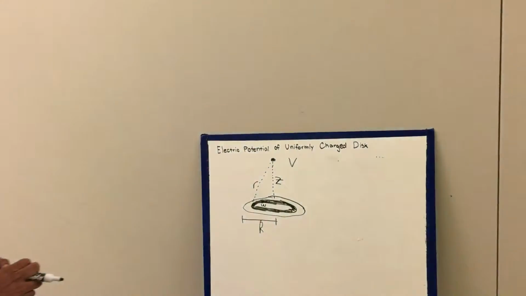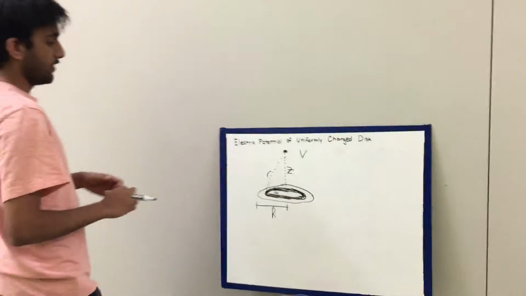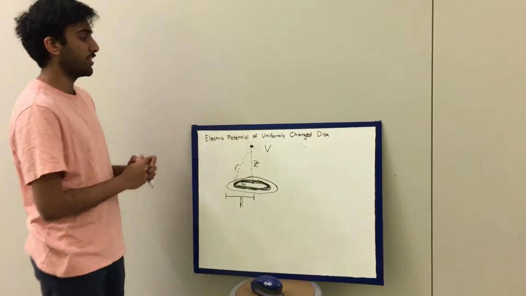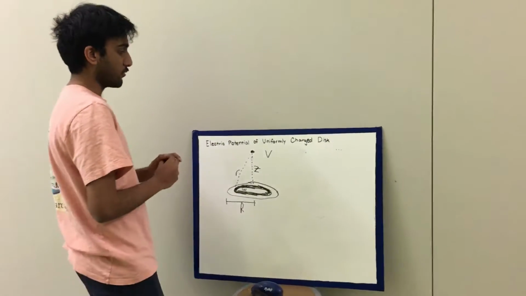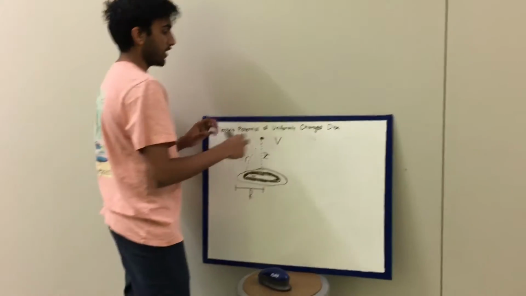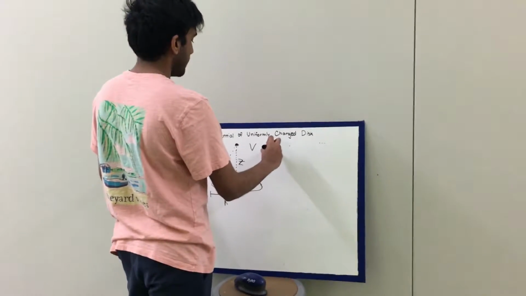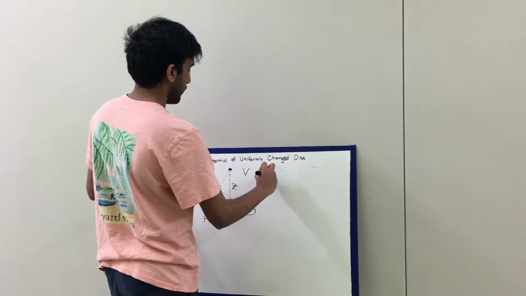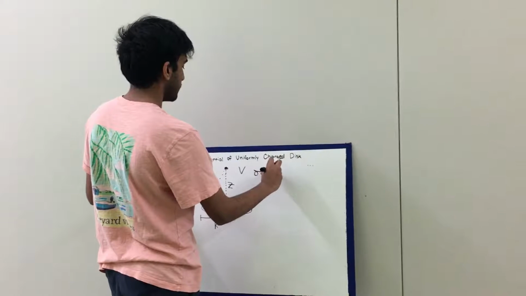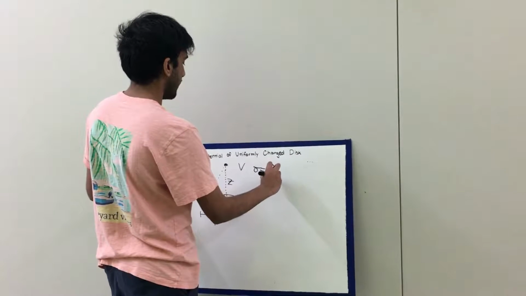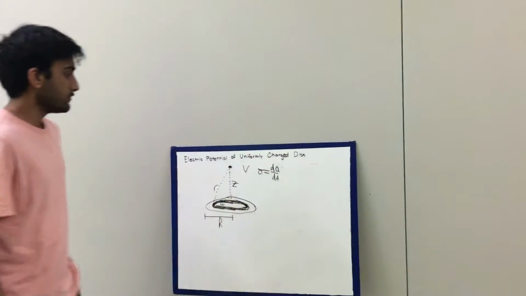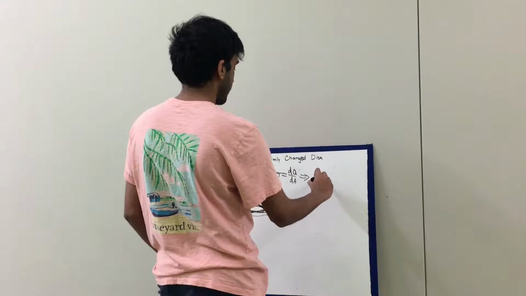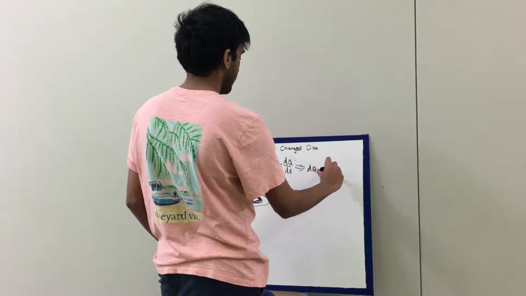The first thing to do is to consider a differential segment of this area of the disk. One way that we can do that is by defining what's known as a charge density, or sigma, which is defined as an infinitesimal charge divided by a tiny area. Okay, so rewriting, we have dq equals sigma dA.